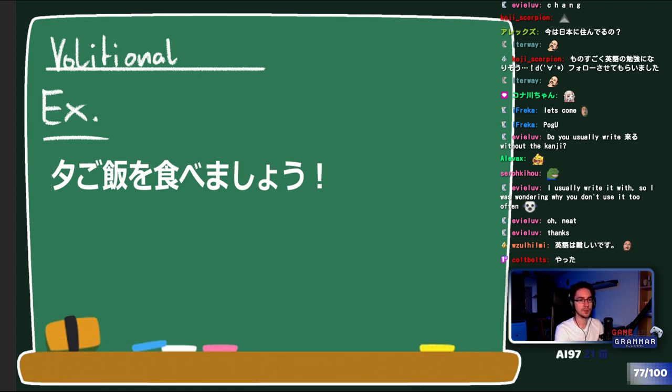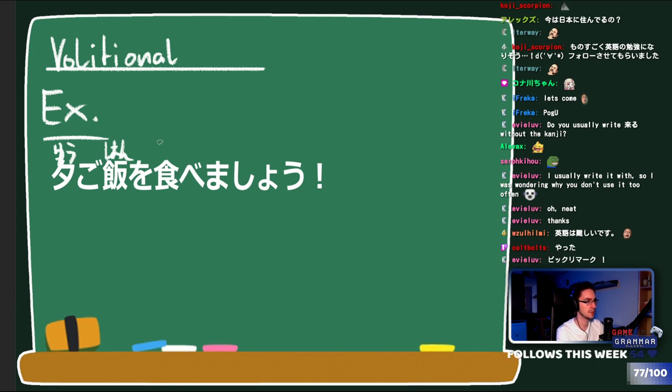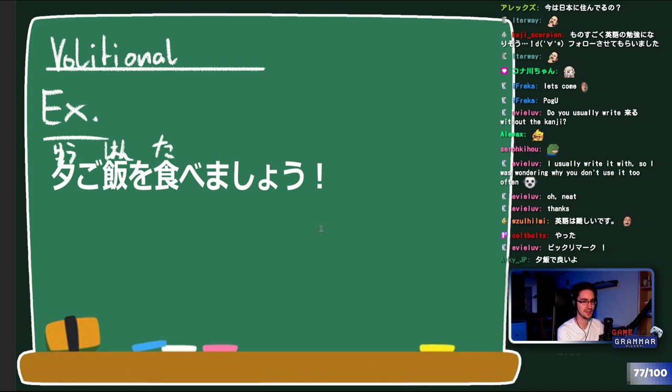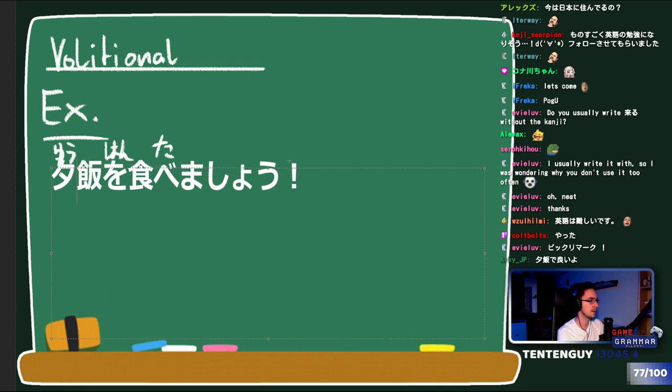夕ご飯を食べましょう. I'm just going to furiganize this for your convenience. Aren't you lucky? Let's try and fit this in. Oops, it's just ta, obviously, because the be is always part of the okurigana. So 食べましょう, exclamation mark. It's not the prettiest of furigana, okay? I guess you could say yuha or whatever. Now my furigana are out of place.